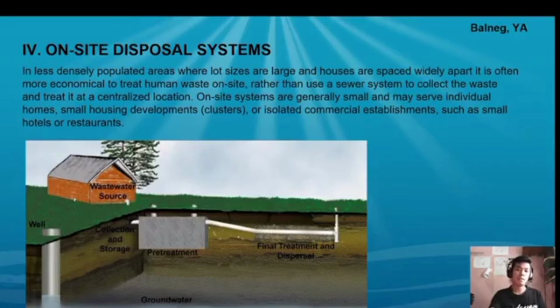As seen on this diagram, we have the wastewater source, the collection and storage, the pre-treatment, and the final treatment and dispersal. So the wastewater comes here, collection and storage, pre-treatment, and then here the final treatment and dispersal. And once the wastewater is treated, it can be disposed of directly in the groundwater. In the groundwater, we have wells where we can get clean fresh water from the ground.